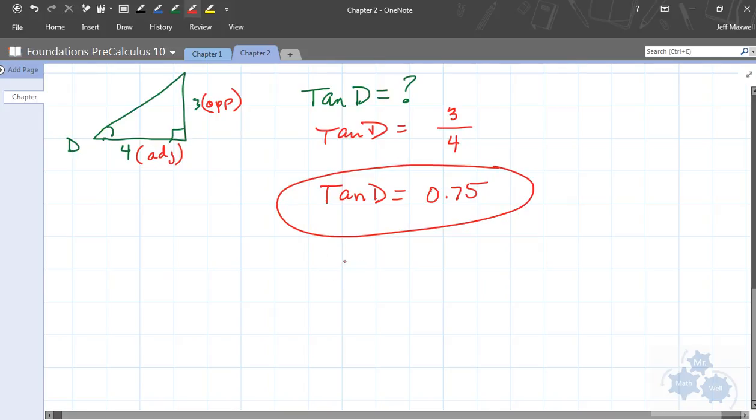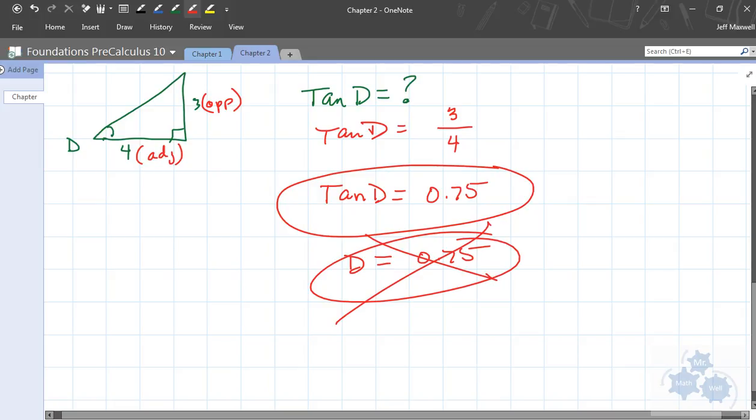Now, please don't say this. D is 0.75. That is not correct. Okay? And students sometimes do that. They go, oh, D is 0.75. No, no, no. The tangent ratio of angle D in this triangle is 0.75. Okay? Let's do another type of example.